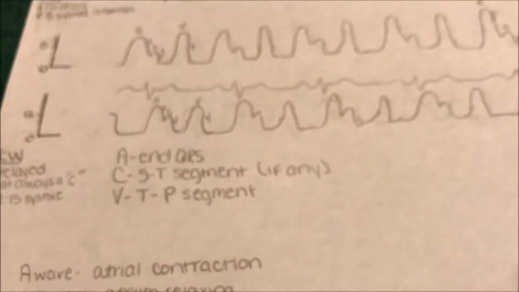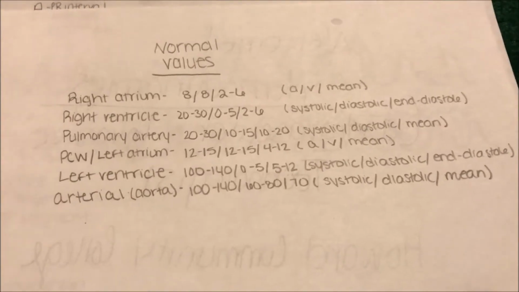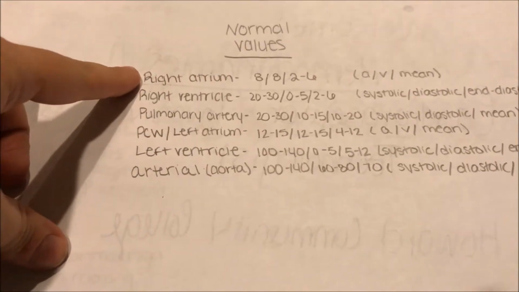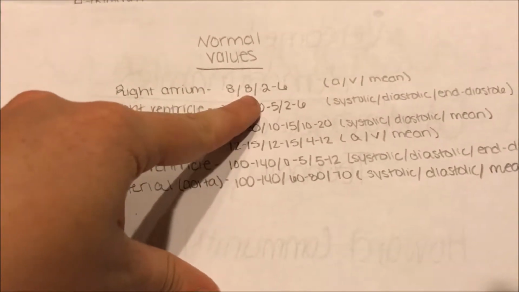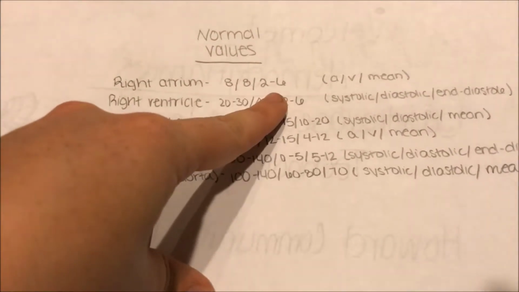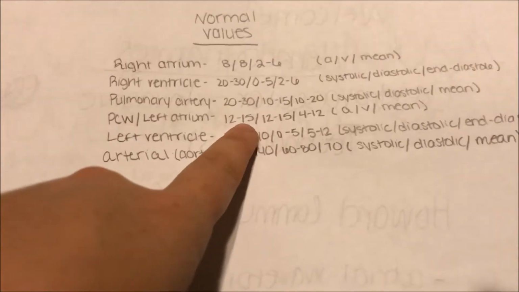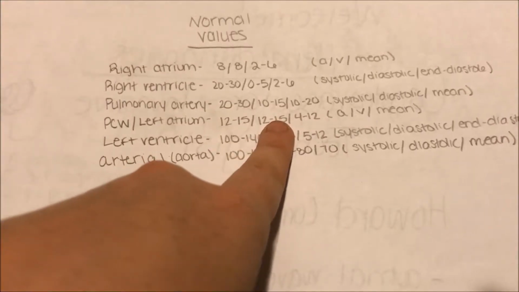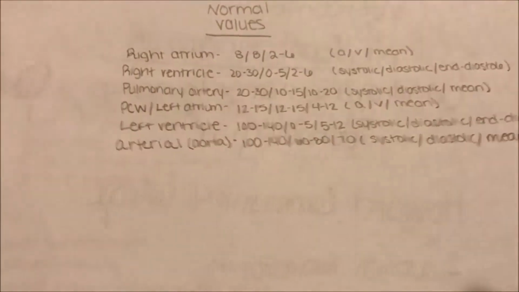While I go through this project, I'm going to keep referencing back to this. These are our normal values. We're talking about the right atrium, and we're also talking about the PCW. For the right atrium, the A wave and the V wave are around 8. The mean is about 2 to 6, and we'll talk about that in a second. For the PCW, 12 to 15 is the A wave, 12 to 15 is the V wave, and 4 to 12 is about the mean.